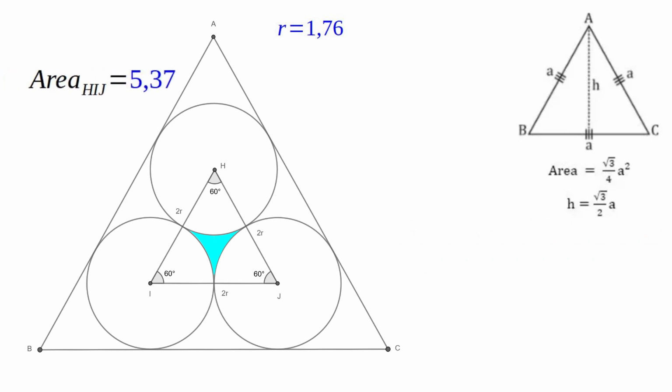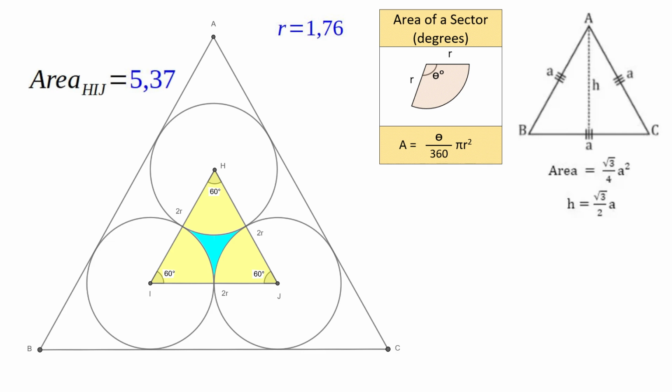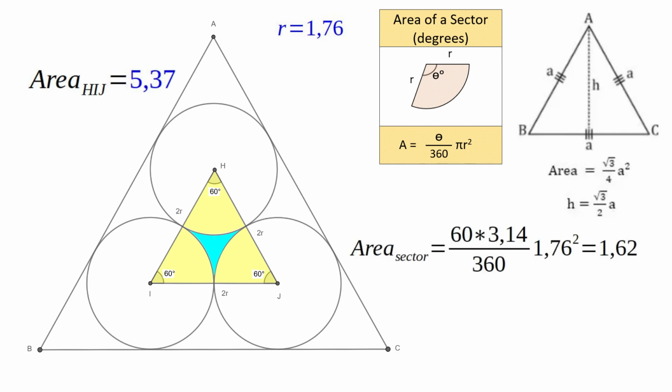Now let's turn our attention to these circle sectors. Because of symmetry, they're equal. So let's calculate one of them. Let's calculate HKL. The formula of the area of a sector of a circle is theta times pi over 360 times r squared, where theta is in degrees. Since theta equals 60, then we have A equals 60 times 3.14 over 360 times 1.76 squared, which is 1.62. And the area of all three circle sectors is 3 times 1.62, which is 4.86.